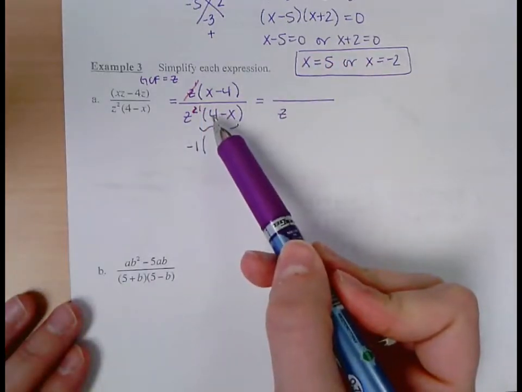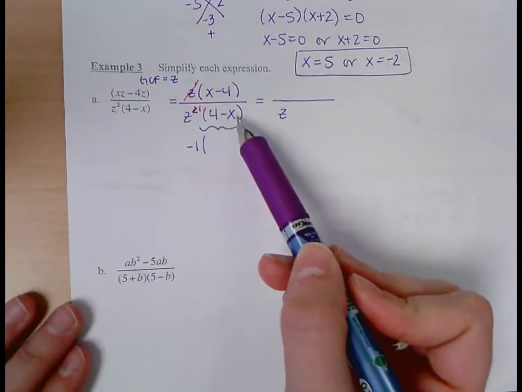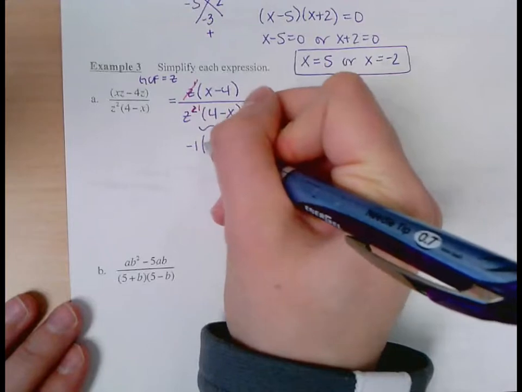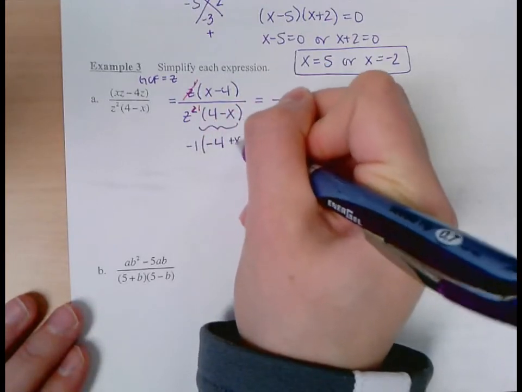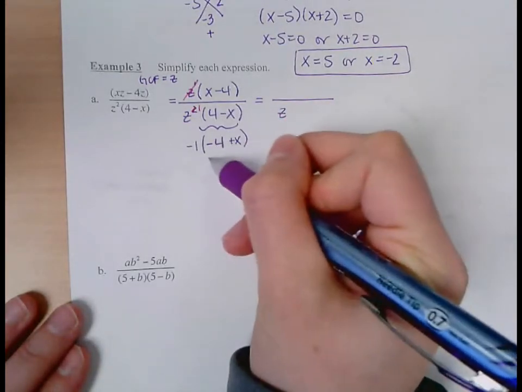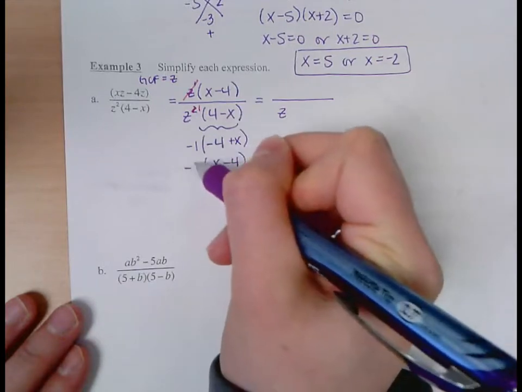So if I divide, I'm just going to do this on the bottom. If I divide the 4 minus x by negative 1, I would then have the negative 1 out front, a negative 4 and then a plus x, which I can rearrange, negative 4 plus x, to be x minus 4.